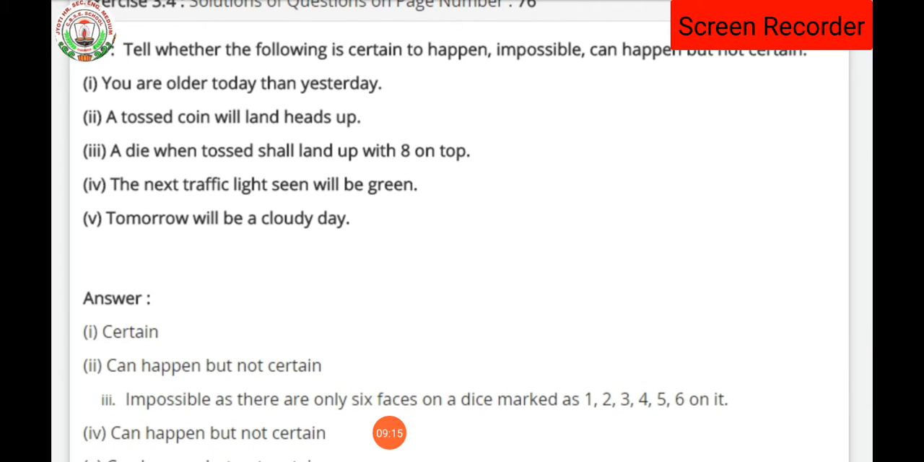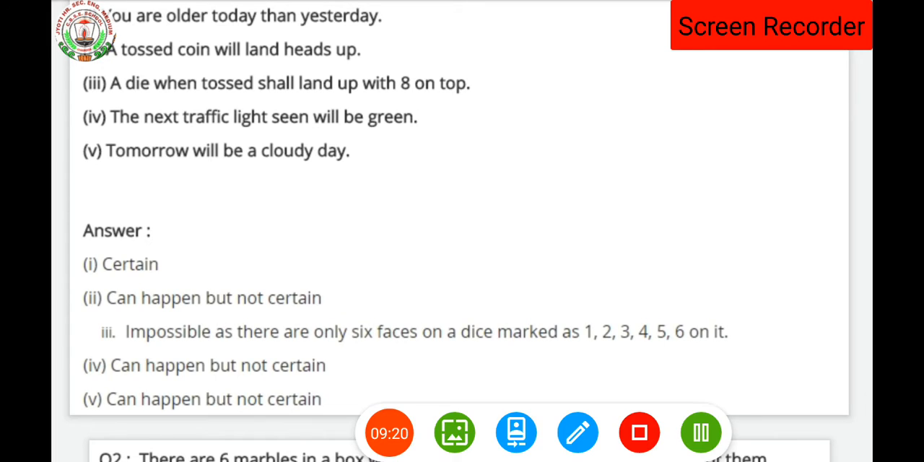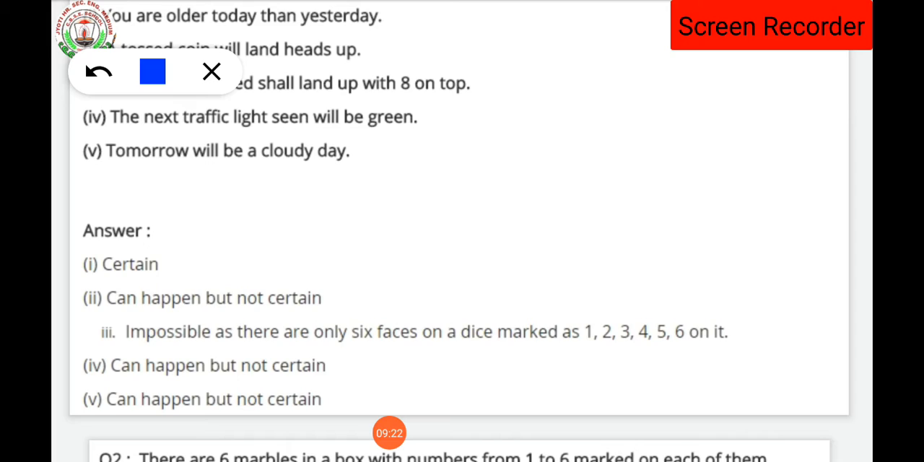Okay. Now fourth part, the next traffic light will be green. Is that so? Yes, it can be. It can be orange also, it can be yellow also, isn't it? So we are not certain in that, but it can happen that it is a green light. Where we are not confirmed but it can happen or cannot happen, there we can use the statement as can happen but not certain. Last, tomorrow will be a cloudy day: can happen but not certain.